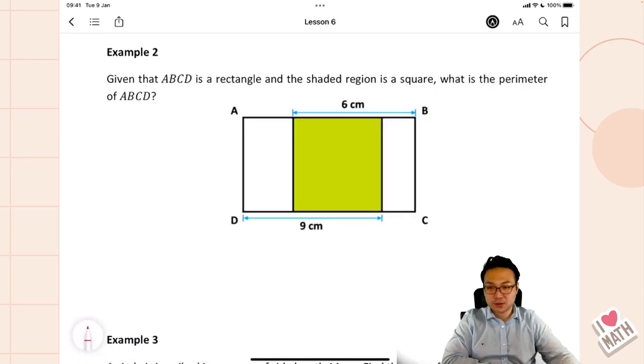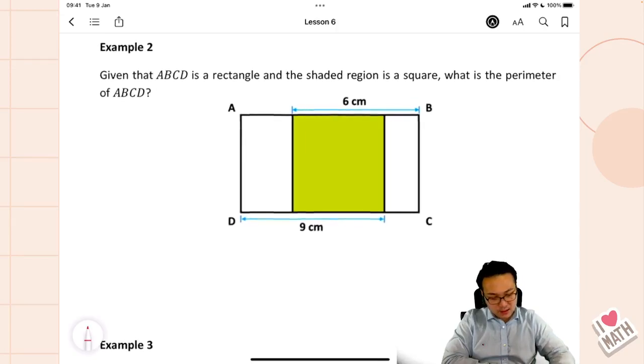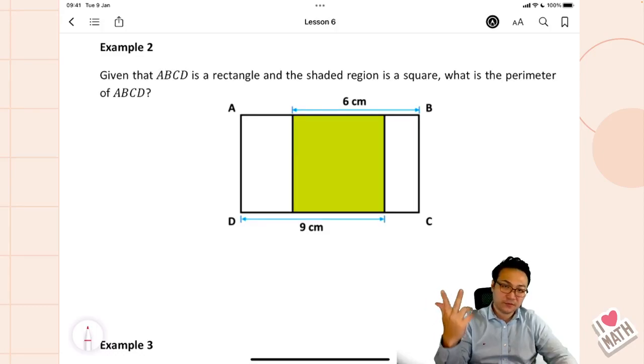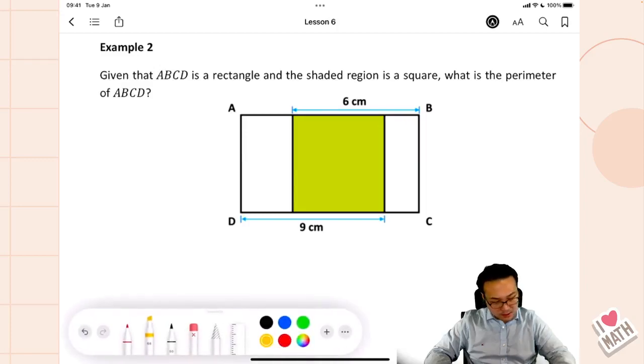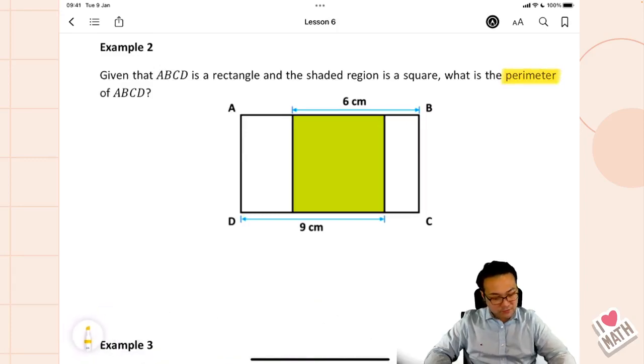Now, look at example 2. Again, remember at the start of the lesson, I mentioned that you need 3 things to do well in math: logical reasoning, pattern spotting, visualization. This is visualization. Because this is a geometry question, you are trying to find the perimeter of ABCD. That means this plus this plus this plus this, the entire length of the rectangle, which is the perimeter of the rectangle. So they are telling you that there's 6 cm over there and there's 9 cm over there.